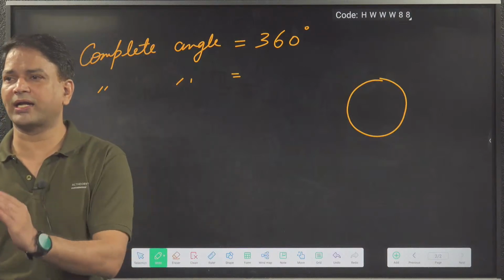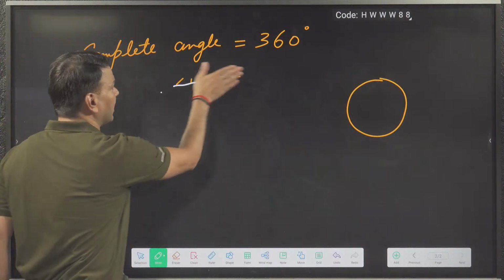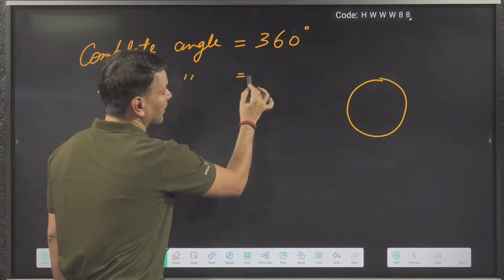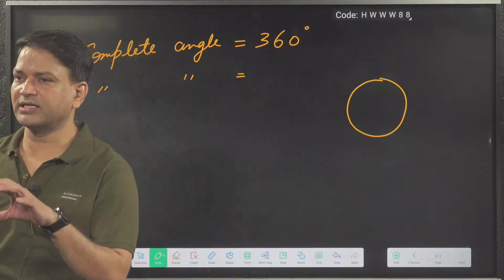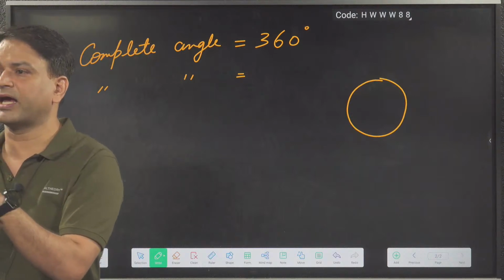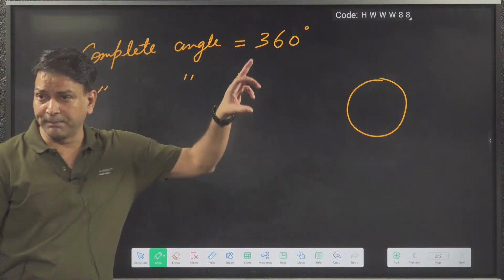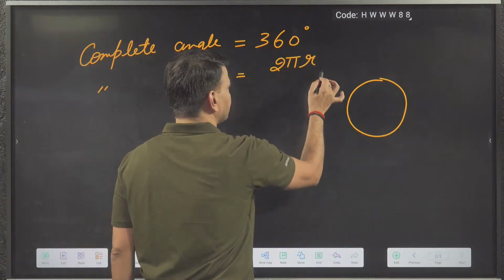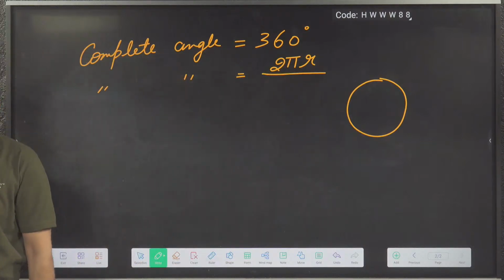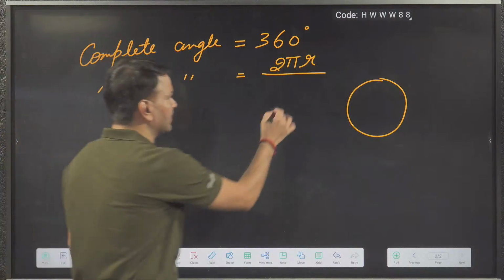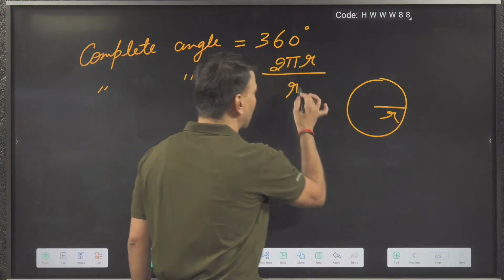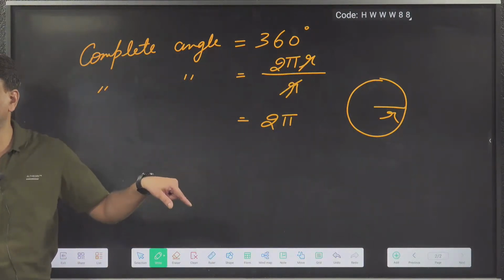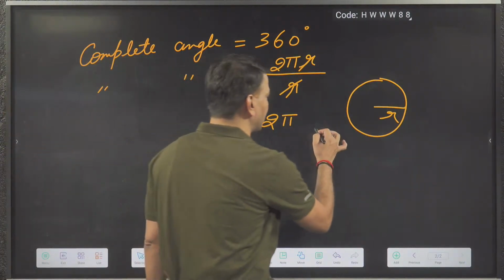Then we have the formula: angle is equal to arc upon radius. When I am using that formula, the unit of angle I will get in radian. So for the complete angle, the arc length is 2 pi r, that is the circumference. Arc is 2 pi r upon radius. The radius we are taking as r. Then r and r cancel out. What we got? 2 pi. And that 2 pi is in which unit? Radian.